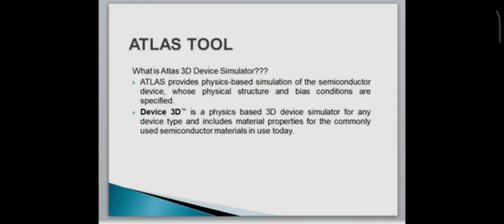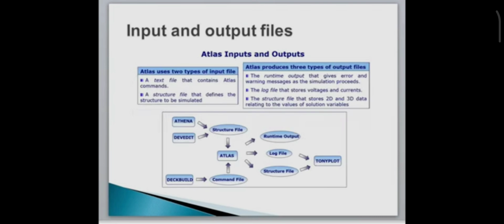In the next slide, input and output files. There are two ways to give input to Atlas. One is a structure file and the second one is a command file. The first way is to use the automatic interface feature from DeckBuild to transfer the input structure from Athena and DevEdit to a structure file and then to Atlas. The second way is to create a structure by using the Atlas command language, in which you simply write code in the command file.